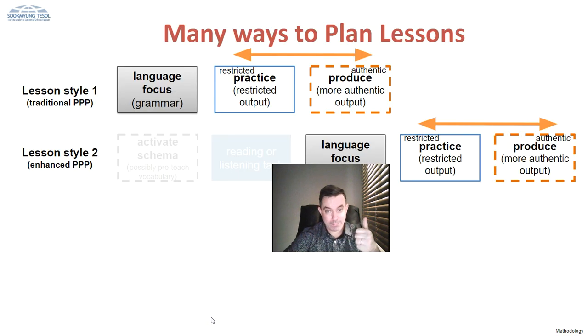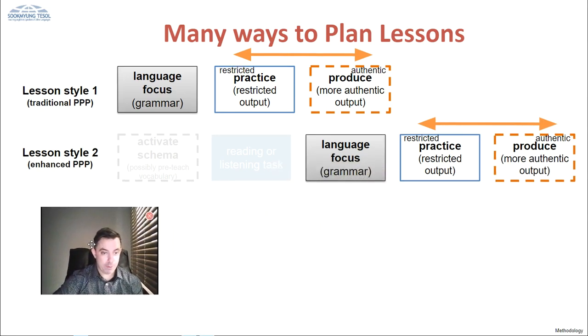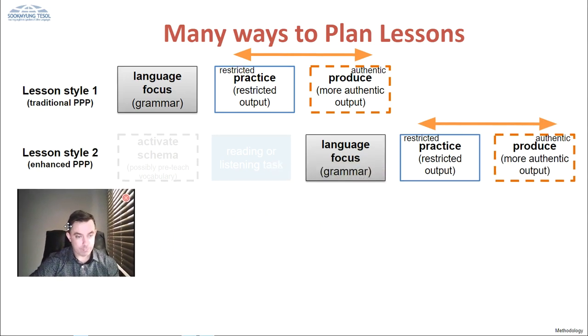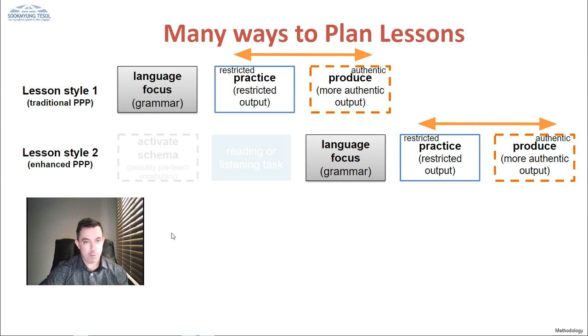And we're back. Thank you for completing those 2 tasks. And now there are many ways to plan lessons. As we know, we've talked about this a lot. We're focused on the enhanced PPP, which came from the traditional PPP. Traditional PPP, there's nothing wrong with it. It's a great way to go. And sometimes, if you don't have time in your lesson, it's good to just focus on grammar and then get students practicing it. So PPP is still useful.